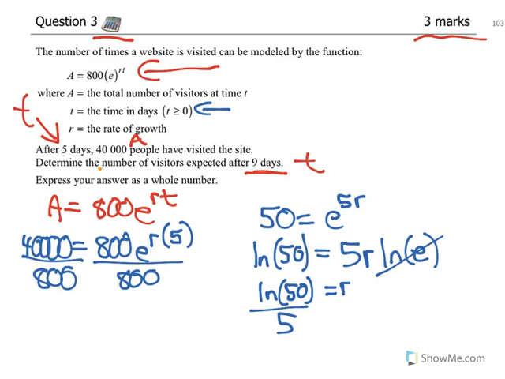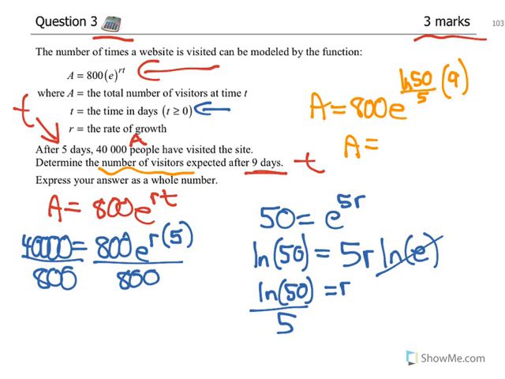Now we use that R value and plug it right back in for the new information that we're asked. So we're asked for the number of visitors. So that's A. So A is going to equal 800. Again, this is always the starting formula. E to the R, which is ln 50 over 5, and times T, which is 9 days in this case, times 9.